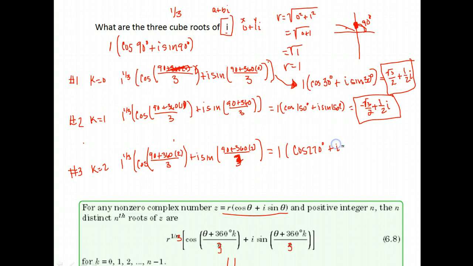Again, 270 is an angle we know the exact values of. Remember, 270 is right there. The cosine of 270 degrees is 0. The sine of 270 is negative 1. So we have 0 plus negative 1i, which is just negative i. So we have found the 3 cube roots of i. That gave us some surprising results, but it was root 3 over 2 plus 1/2 i, negative root 3 over 2 plus 1/2 i, and then negative i.